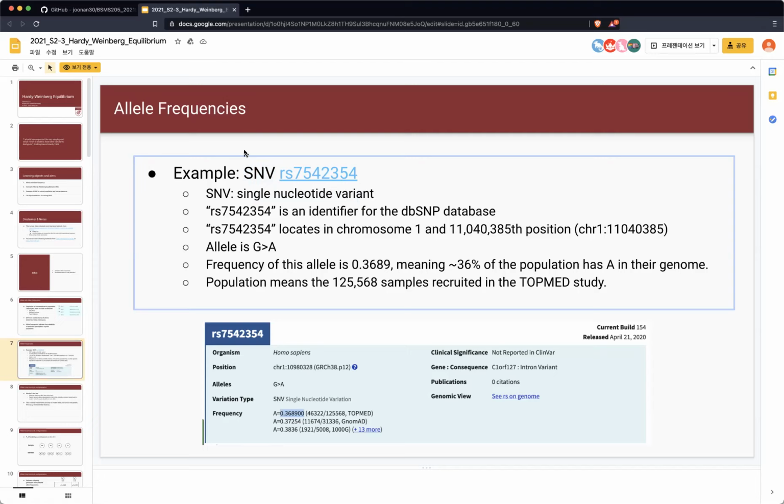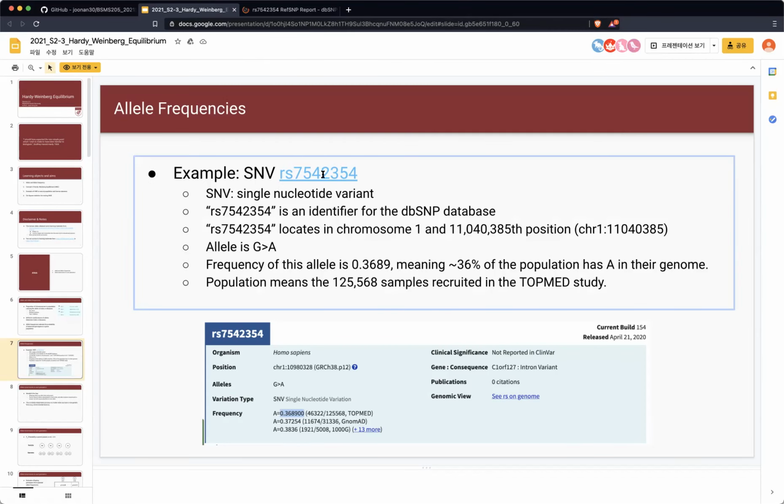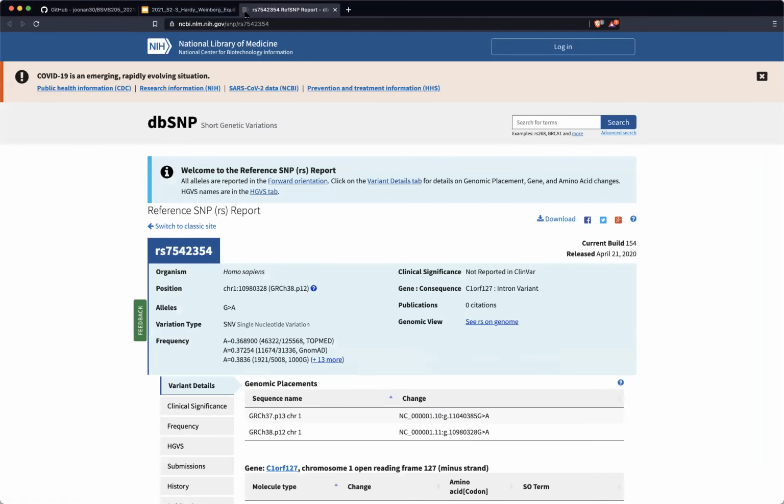So we have the list of the single nucleotide variants, the indel variants, the copy number variants, different types of variants, and those variants are equal to alleles in the context of modern genetics. Okay, so let's look at this database, and let's go to this link. If you see the bluish characters, that will be a hyperlink, and you can click that, then you can go to the database called dbSNP. This is the database of the SNP.